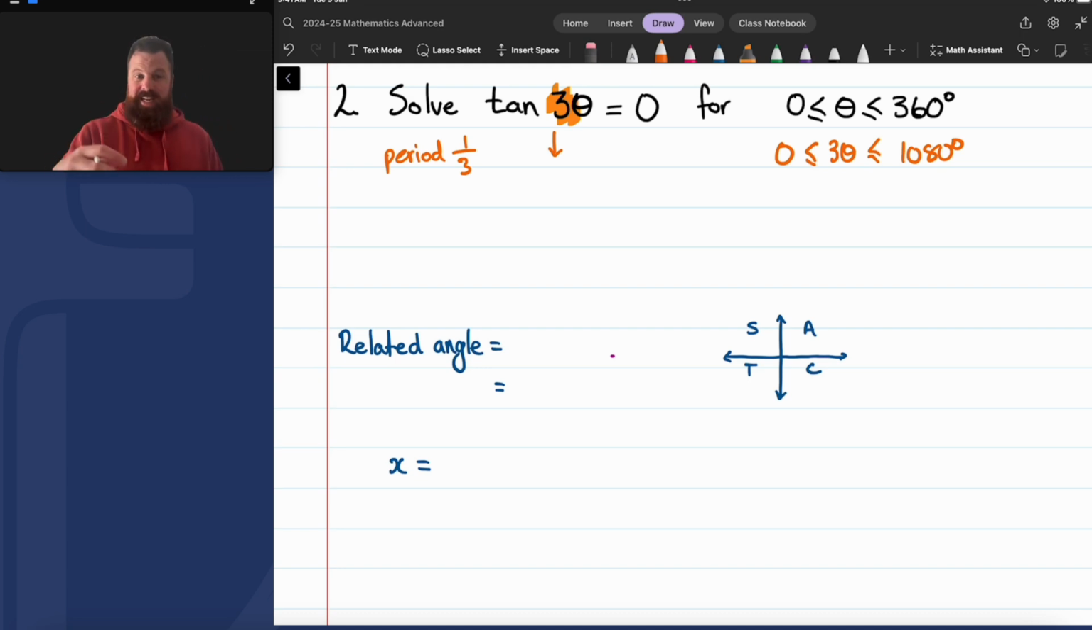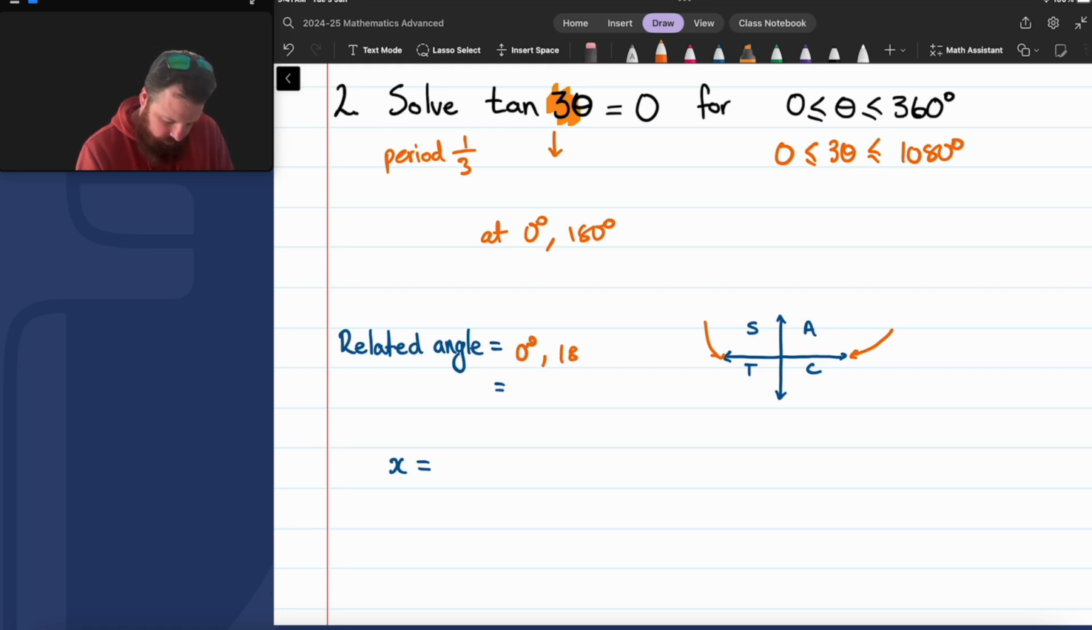When do I know that tan is 0? Well, tan has a value of 0 at 0 degrees, 180 degrees. That's when it's 0. It's a boundary angle. So I'm looking for when is it actually on the x-axis. So that's where our 0 would be. So in saying that, our related angles are 0 degrees and 180 degrees. So we know that 3 lots of this would be at 0, 180.